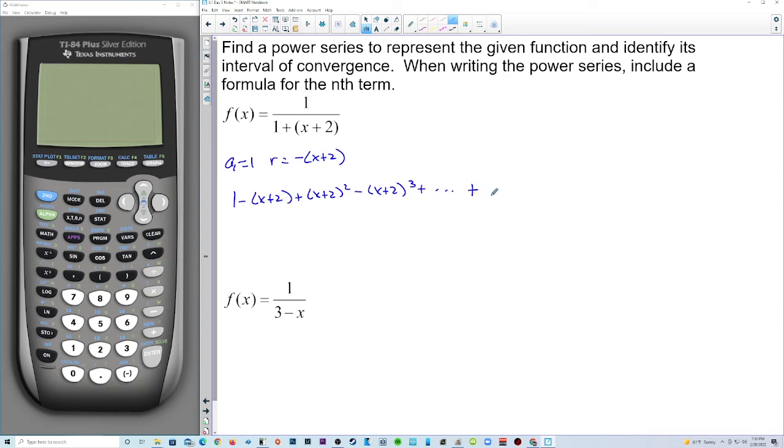Include a formula for the nth term. This is negative 1, if I start with 0, we're good, to the n, and then (x plus 2) to the n. Well, now the interval of convergence is the absolute value of x plus 2, I'm not going to worry about the negative, needs to be less than 1. So negative 1 less than x plus 2 less than 1. Subtract 2. Negative 3 is less than x less than negative 1. So the interval of convergence is negative 3 to negative 1.